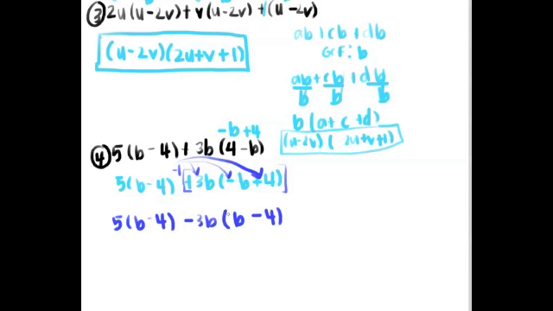Now it's smooth sailing. So the thing that they have in common is b minus 4, so I take that and write that first, and then what's left over is 5 minus 3b. And then there you go, there's that fourth one for you.